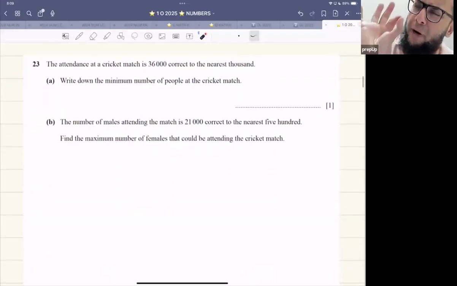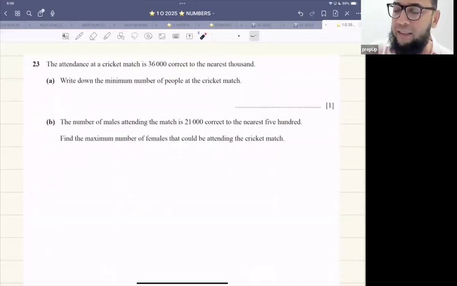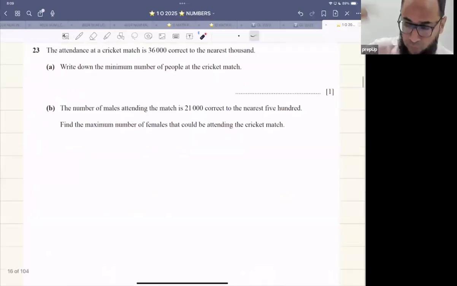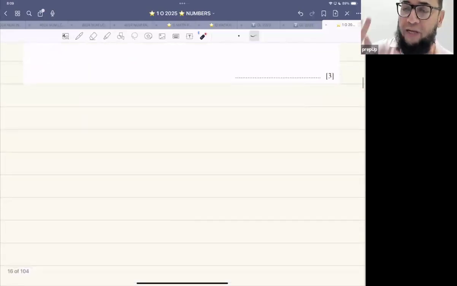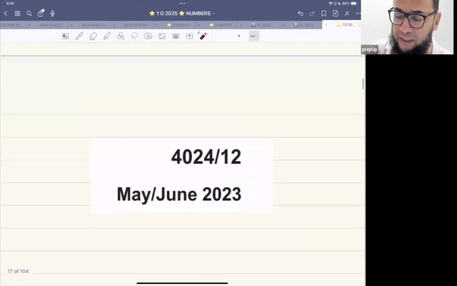This is upper bound, lower bound, but slightly trickier. So therefore, I'm just skipping this for right now. There will be another class of numbers. I'll do that in that particular class.